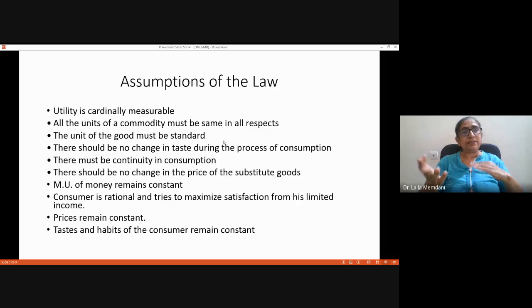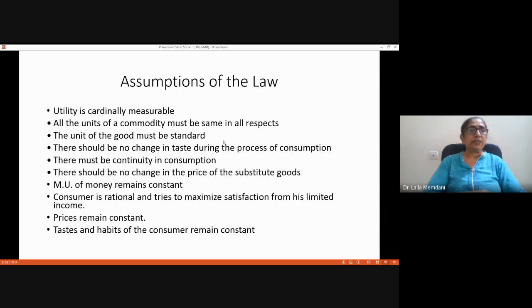Marginal utility of money remains constant. As you keep on consuming, the stock of money with you goes on declining. So the marginal utility of money will start increasing, but the law assumes that the marginal utility of money remains constant, and that the consumer is rational and tries to maximize satisfaction from his limited income. This assumption, in fact, we have in most of the economic laws.